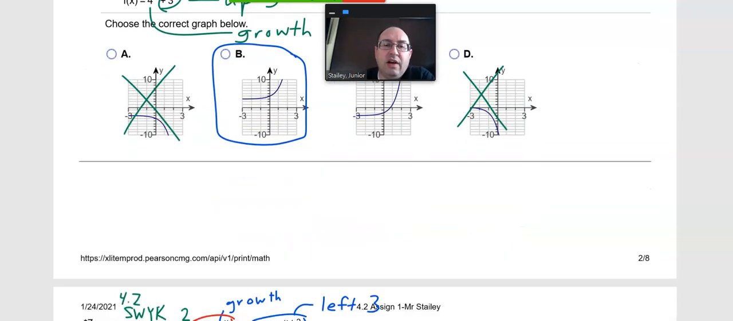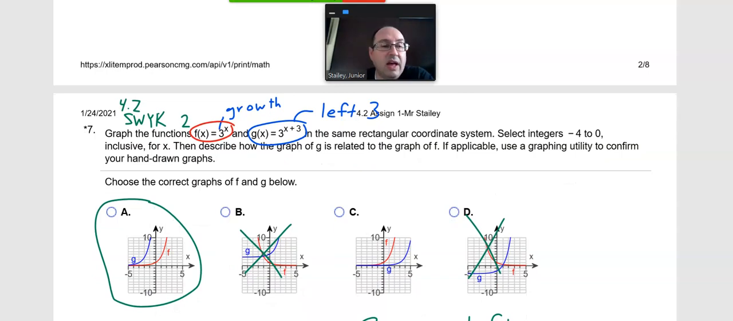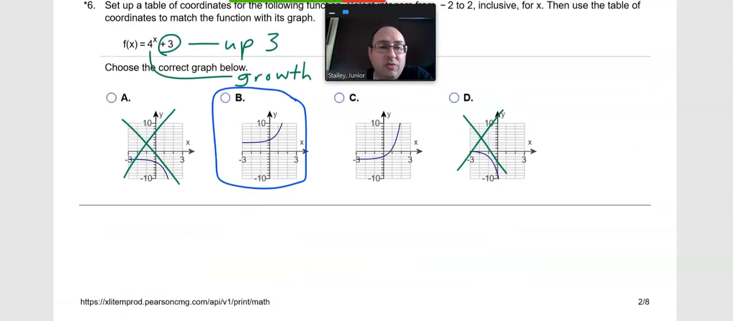When you do shift things up or down, you change the asymptote. So if they ever ask me that question, which they will eventually. That was the end of Swyk 1.